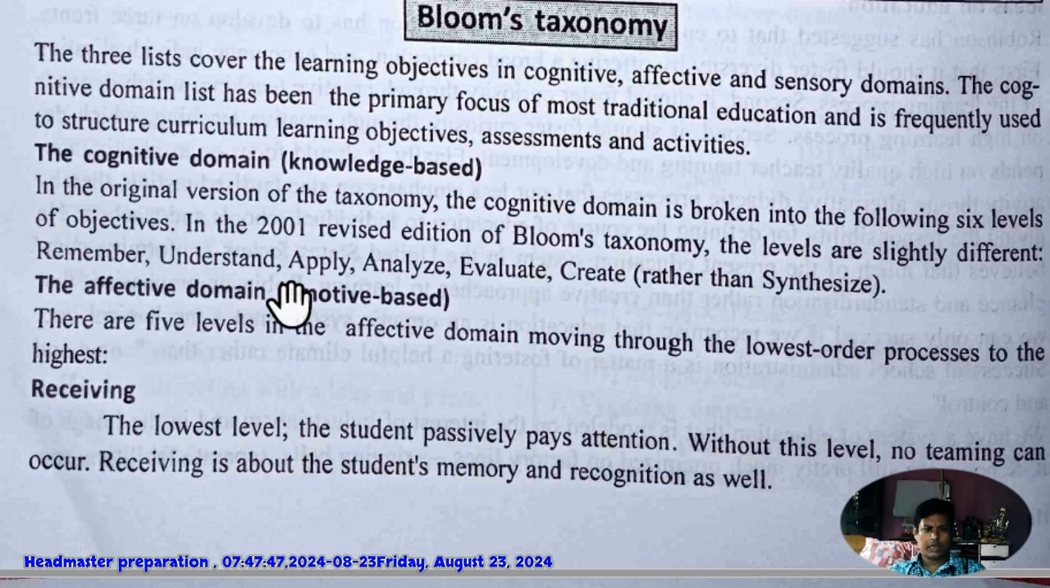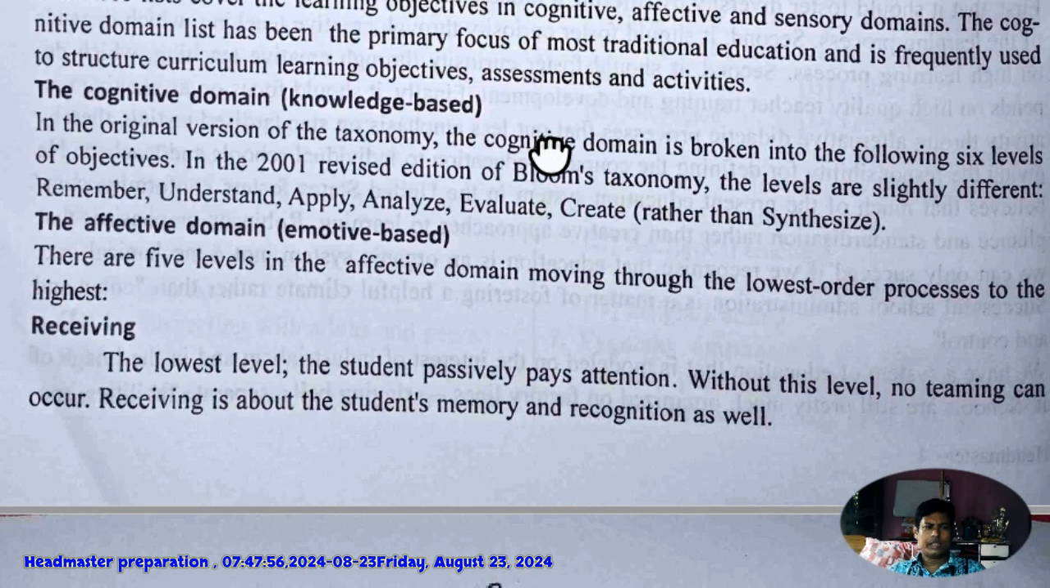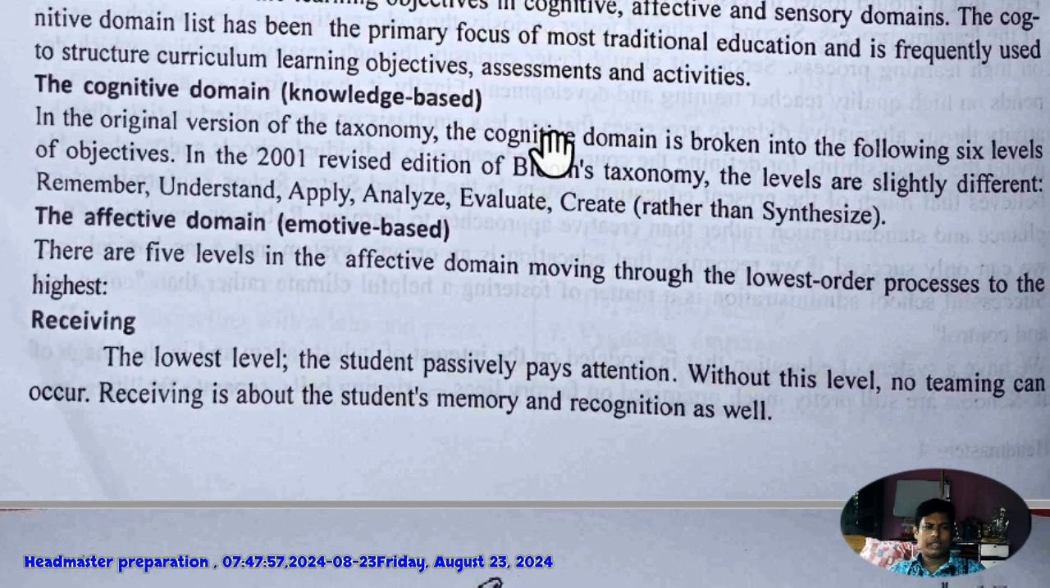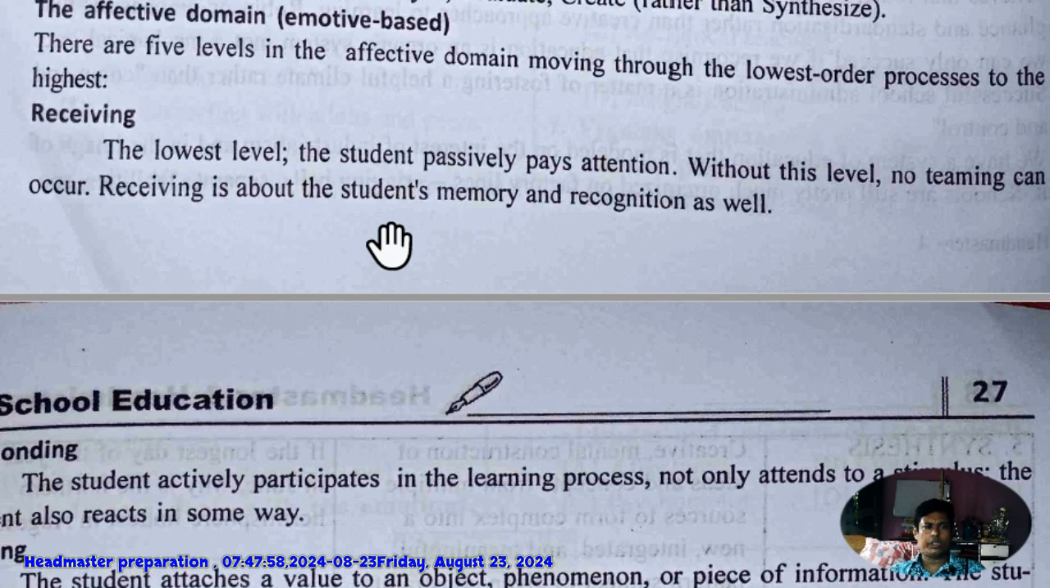The affective domain has five levels, moving in order to the highest. Receiving is the lowest level, where the student passively pays attention. Without this level, no learning can occur. Receiving is about the student's memory and recognition as well.